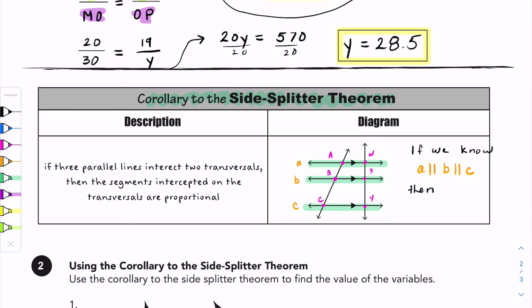And when I'm talking about segments, let's use our purple and green highlighter. We have AB and WX. I have BC and XY. So I can say that segment AB over BC is equal to the ratio of WX over XY. Both my numerators are my purple highlighted section. Both of my denominators are my green highlighted section.